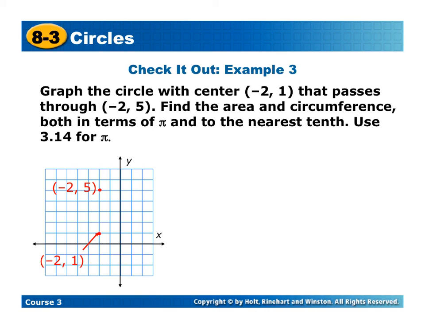Notice we didn't graph the circle, we just graphed the center, which is -2, 1, and we graphed 1 point. So what I'm going to do is I'm going to first count the distance to figure out my radius. So 1, 2, 3, 4. So my radius is 4. So in terms of pi, 4 squared is 16 pi. Now I'm going to do 16 times 3.14, which is going to be 50.24, or 50.2 units squared.